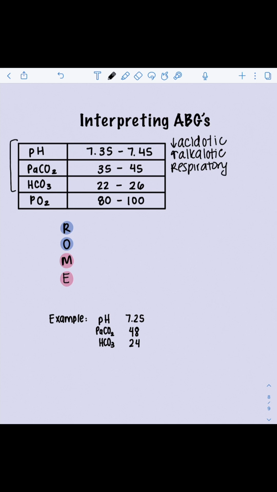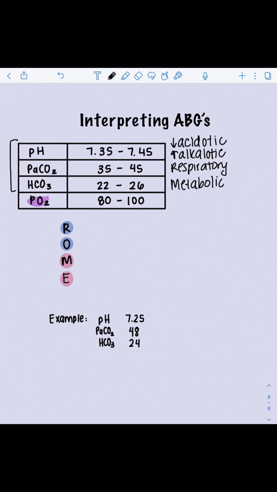And lastly, we have our HCO3, which is our bicarb. The normal range is 22 to 26. That's just a number you're going to have to remember. And this is representative of our metabolic system. All right, PO2, I always put it down here just for reference. Remember, this is oxygen, so the normal range is 80 to 100.